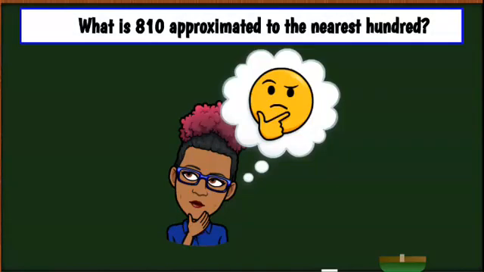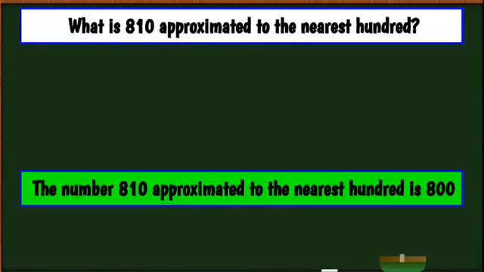Next one. What is 810 approximated to the nearest hundred? A few seconds. The number 810 approximated to the nearest hundred is 800.